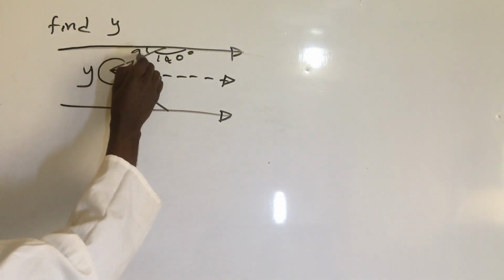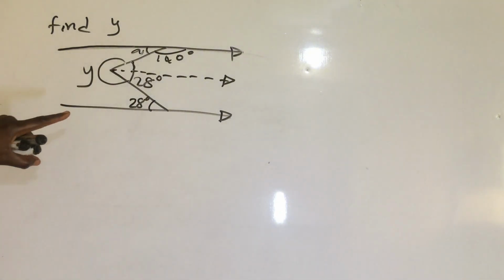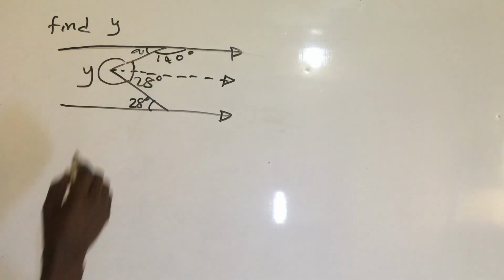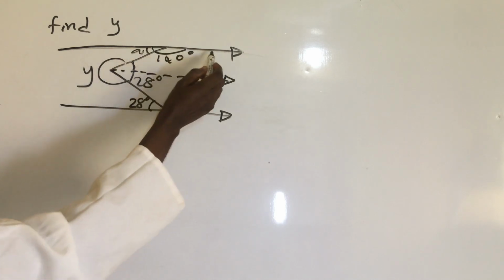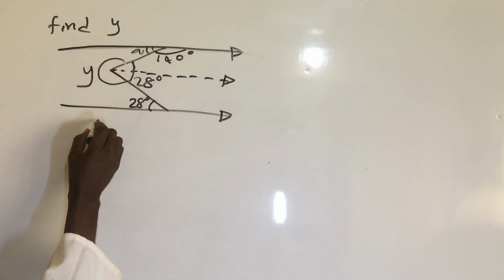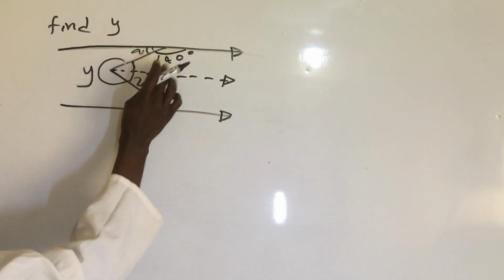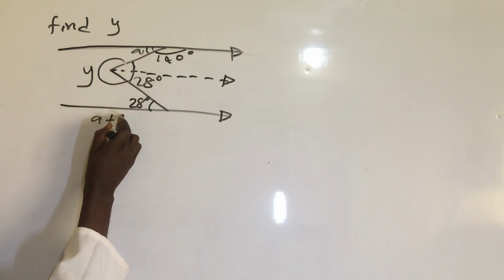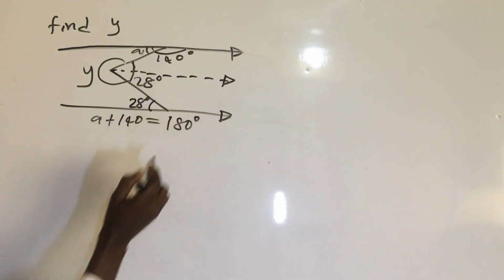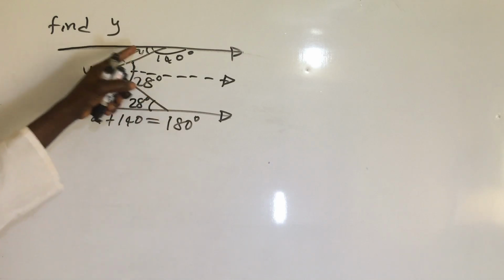Let's name here A, to know the angle that will be here, since we can get it using angle on a straight line. Angle on a straight line is 180, okay? So let's get this A. Angle on a straight line is 180. Therefore, A plus 140 gives us 180. Reason: angle on a straight line.